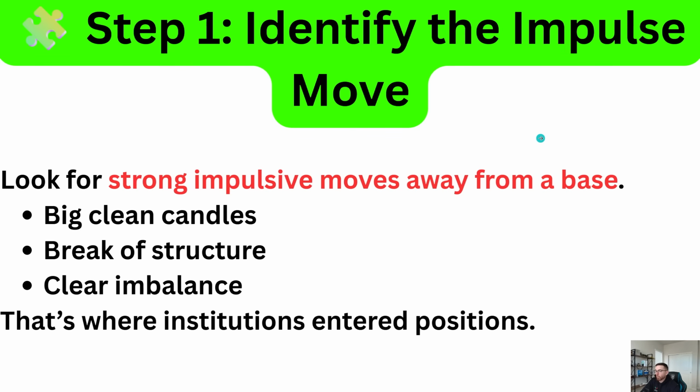Step 1 is you want to identify the impulse move. Now, to identify this impulse move, you need to look for a strong impulsive move away from a base. What you need to see is one big candle, whether that be bullish or bearish, which then as a result creates a clear imbalance within the market. And this is where institutions entered their positions.